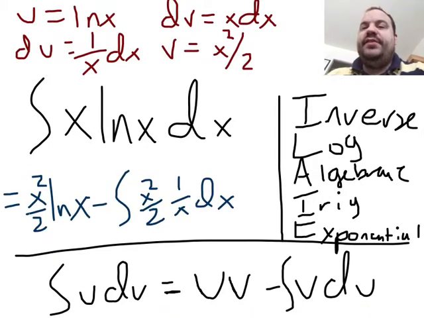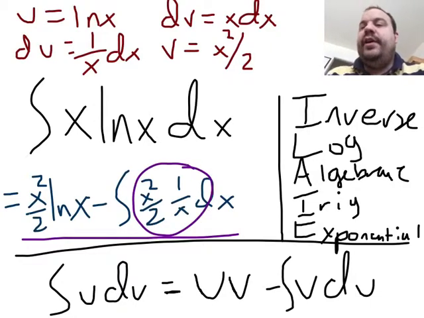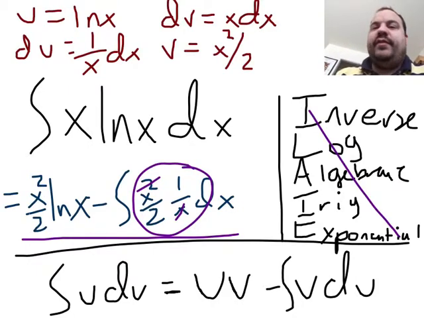So here we've changed it right here in the blue. u times v is x squared over 2 times ln of x. And then the integrand becomes x squared over 2 times 1 over x dx. And that looks a little messy right here, but we can simplify that, right? We can cross out an x on the top and bottom. So let's do that on the next slide. We don't need this, so we'll move that out of the way.